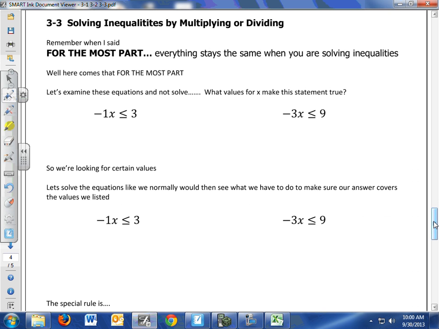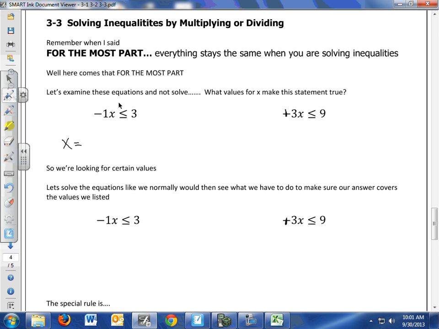Now, I said for the most part, everything's the same when we're solving inequalities. It's the same as solving equations. We add the opposite. We're going to be able to divide here. However, there's going to be a catch. Okay? So, change this -3 to a +3 real quick. Okay? Change this -3 to a +3. I want you guys to just give me some answers for x in this situation. What numbers can I multiply by -1 to be less than or equal to 3?